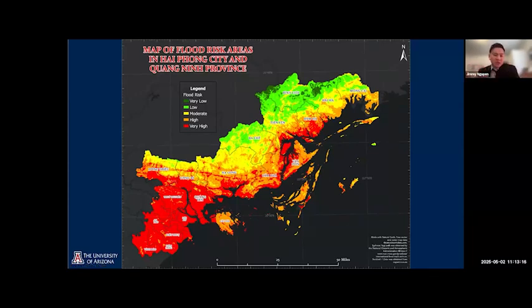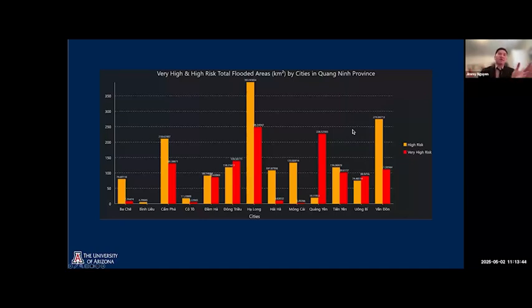So this map uses a color-coded scheme to represent different levels of flood risk. Dark green for very low, light green for low, yellow for moderate, orange for high, and red for very high. So we are only interested in the regions that are red and orange. This final product pinpoints the areas most vulnerable to future floods and is a valuable tool for disaster preparedness and urban planning. And with this bar graph, this represents all the total flooded areas that are considered high risk and very high risk within Quang Ninh province.